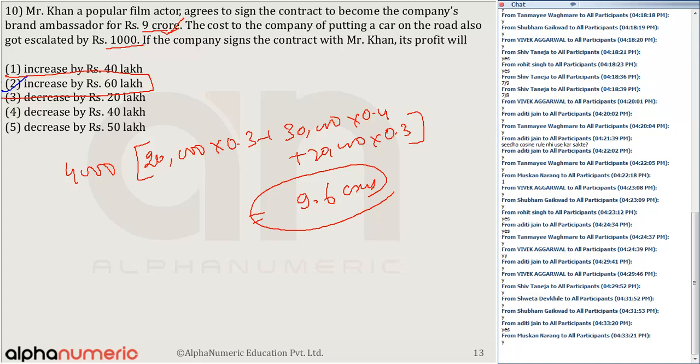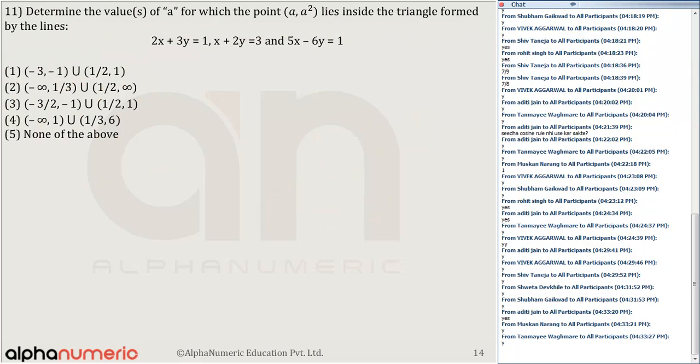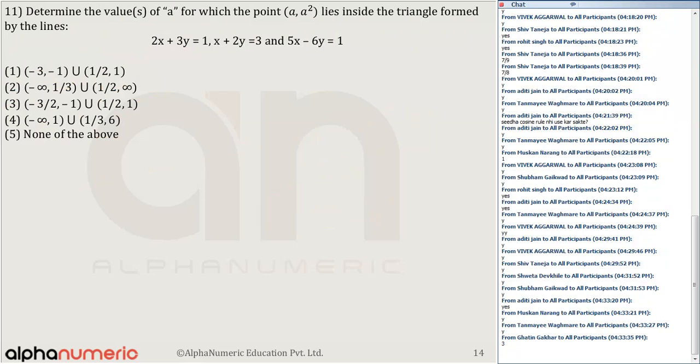Okay, now let's see question number 11. How many of you have got it right? 97% of you have left this question, only one of you has attempted, and let's say whether theirs is right or not. The correct answer is option 3. So none of you have got it right.